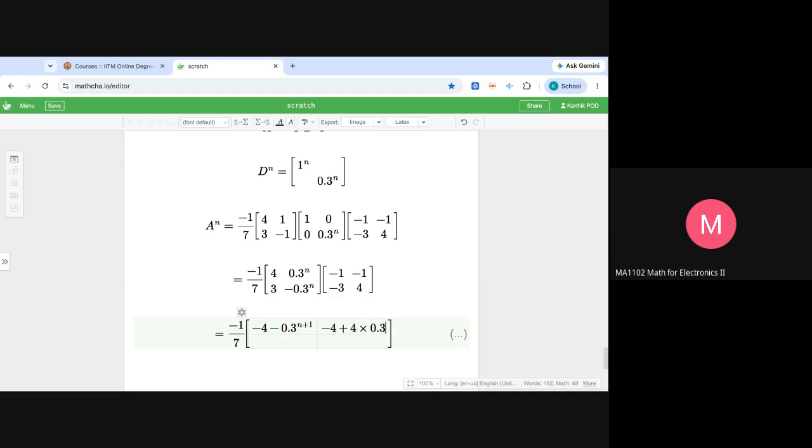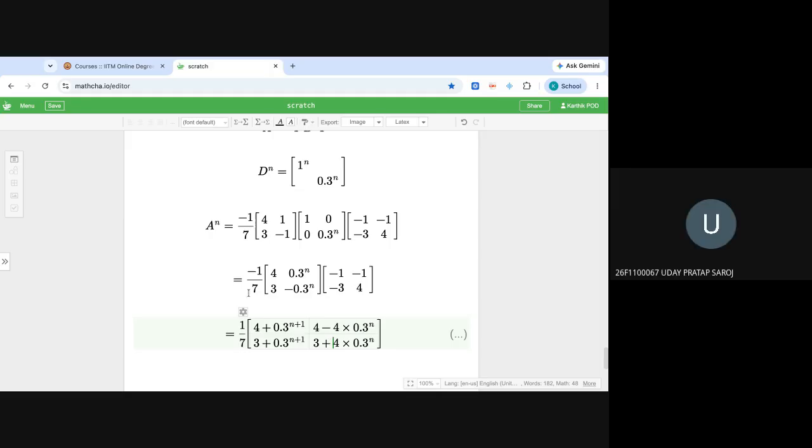So 4 into 0.3 power n. And then we have minus 3 minus 0.3 power n plus 1, and minus 3 minus 4 into 0.3 power n. So this minus, let's just take it inside. So everything becomes plus, change the sign, right? So plus, plus, plus, except perhaps this one. The sign will interchange, like this, okay? And this one also is plus, right?